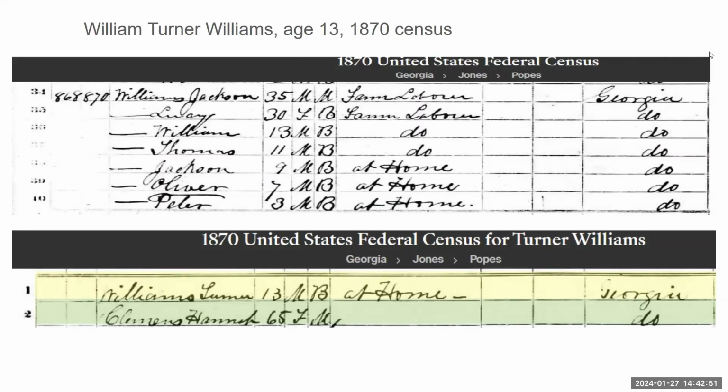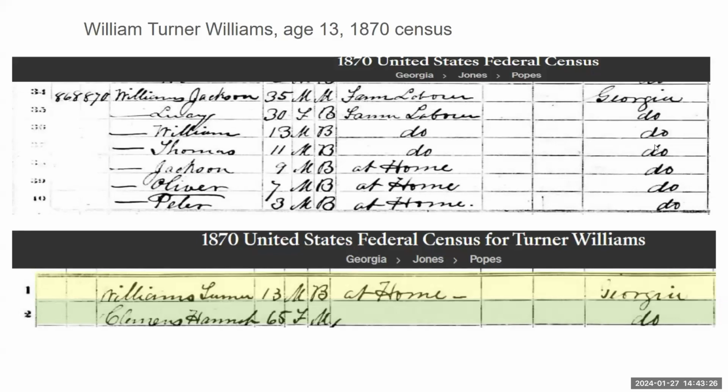Now I want to know about William Turner Williams at a young age. And the earliest census he was in is the 1870 census. He's in the household of Jackson Williams. Also in that household is a William Williams, age 13. This is my great-grandfather, Turner Williams, age 13. But remember, his name is William Turner Williams. And that's probably why they called him Turner Williams at this time, not to confuse him with William Williams.